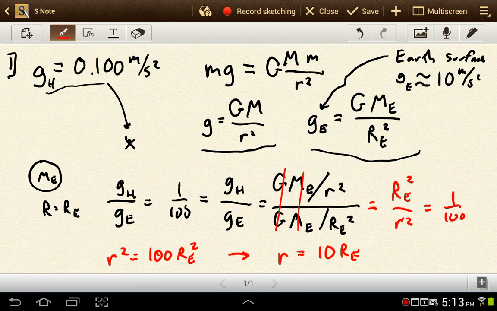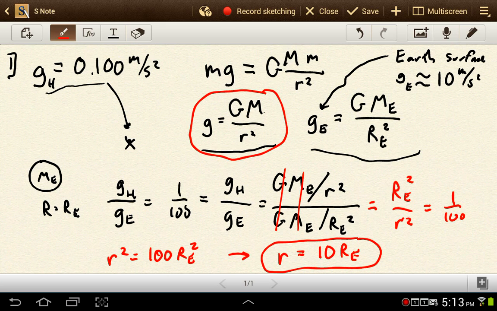So there we go, and that is the answer. You can plug in R_E if you want. And of course, you can go back to this point, plug in the mass of Earth here, and find what little r has to be to give you a g of 0.1 meters per second squared. But I like to do it this way because I don't have to use a calculator, and it's neat.